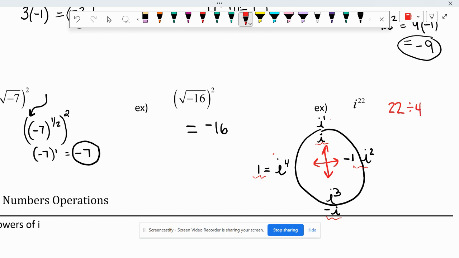What is 22 divided by 4? Well, it's 5 remainder 2. And that remainder 2 is the same thing. This is remainder 1. This is remainder 2. This is remainder 3. So remainder 2 is what value? -1.